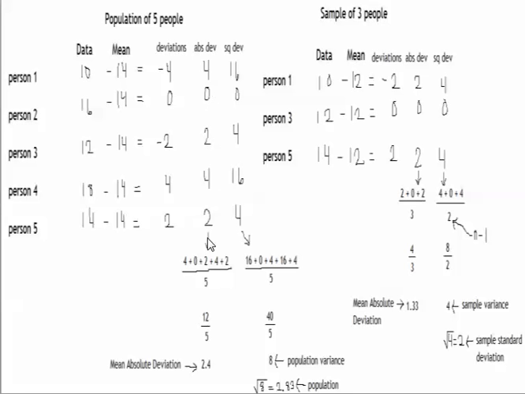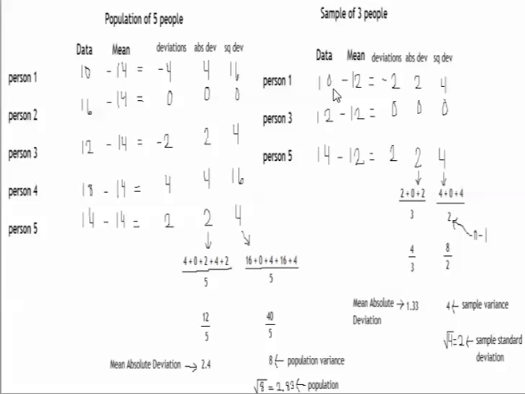These numbers add up to 12. So 12 divided by 5 is 2.4. All this is the mean of the absolute deviation column. To get the mean of the absolute deviation column, you add the absolute deviations and divide by the number of absolute deviations. There's 5 of them, which is why you divide by 5.